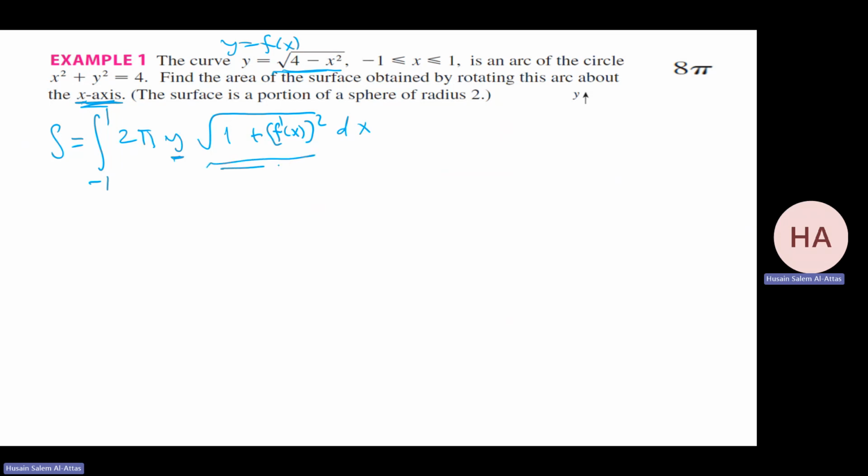That will be the formula. Now I need to find this. So I have f of x, square root 4 minus x squared. F prime will be what? Minus 2x over this. Square it.